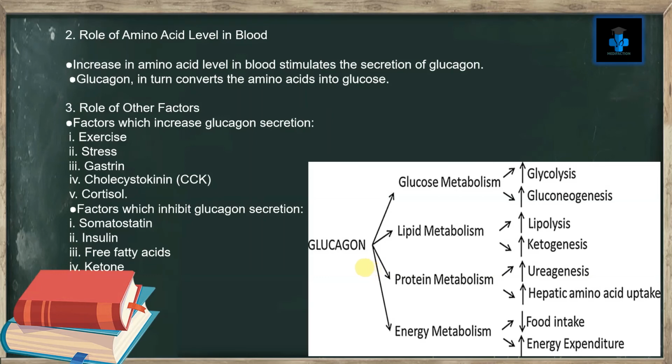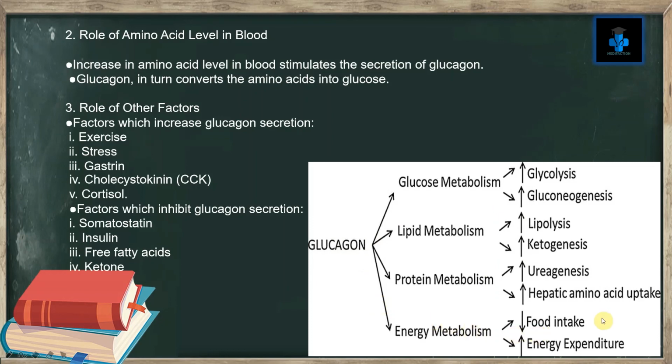Role of other factors. Factors which increase glucagon secretion: number 1, exercise; number 2, stress; number 3, gastrin; number 4, cholecystokinin; number 5, cortisol. The factors which inhibit the glucagon secretion are number 1, somatostatin; number 2, insulin; number 3, free fatty acids; number 4, ketones.